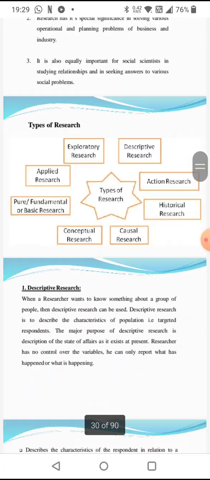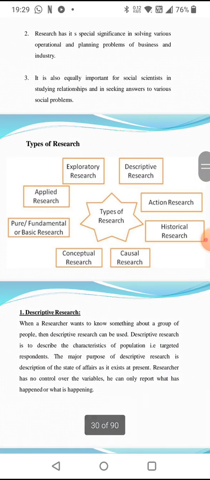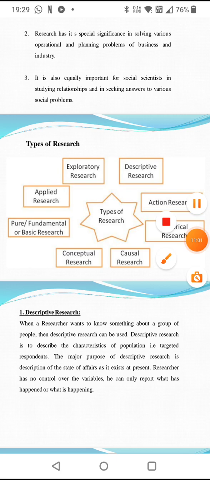Next, coming to the types of research. As in the pictorial representation shown in the slide, we have these many types of research studies. First being exploratory research, then the descriptive research, action research, historical research, causal research, conceptual research, pure or fundamental research, and applied research. So let us start with descriptive research.